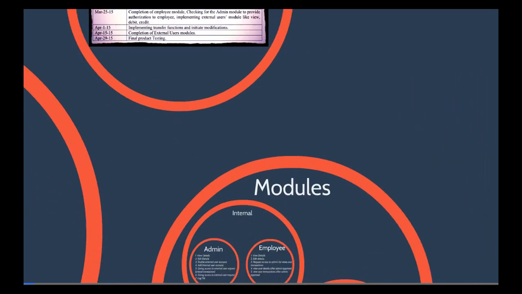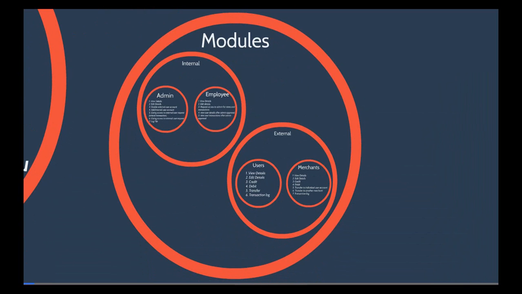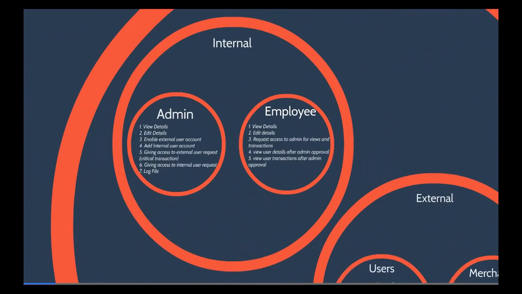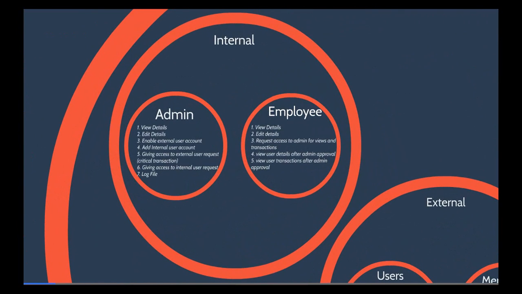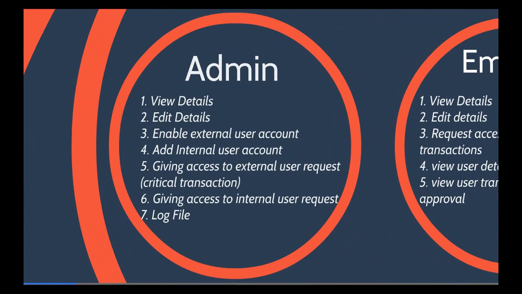Coming to our modules, we mainly have 2 modules, namely internal user and external user. Internal user is further divided into admin and employee. Coming to the admin module, we have functionalities like view details, in which admin can view his details, and edit details, in which admin can edit his details. External user account is one of the main functionalities, in which an external user will register from the registration page, but they can't access their account unless admin enables the account.